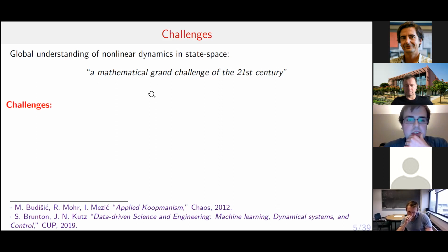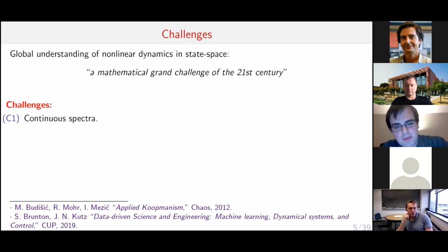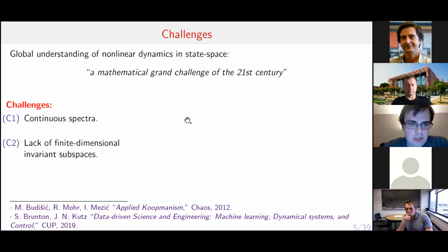But challenges associated with the Koopman framework include continuous spectra. So not all of the spectrum consists of eigenfunctions. Lack of finite dimensional invariant subspaces. So you might discretize K to look at a finite subspace, but then you might have closure issues if that's not invariant.